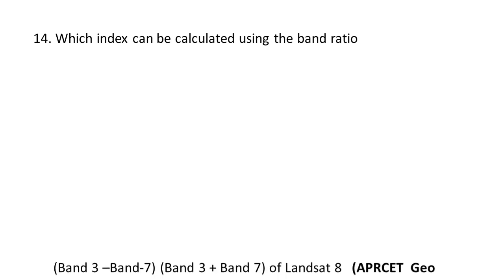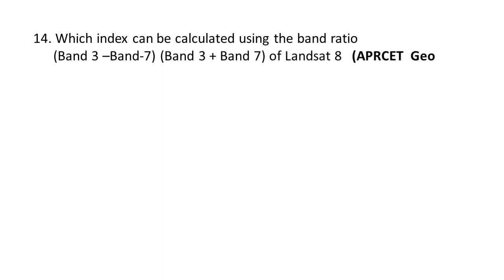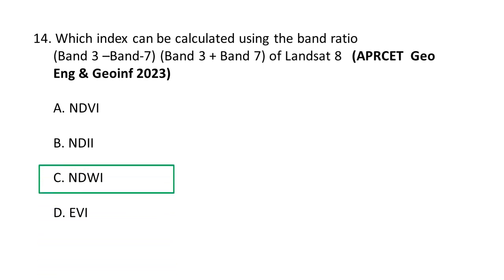Which index can be calculated using the band ratio (band 3 minus band 7) divided by (band 3 plus band 7) of Landsat 8? The options are A. NDVI, B. NDII, C. NDWI, and D. EVI. So the correct option is NDWI. NDWI is nothing but the normalized difference water index.